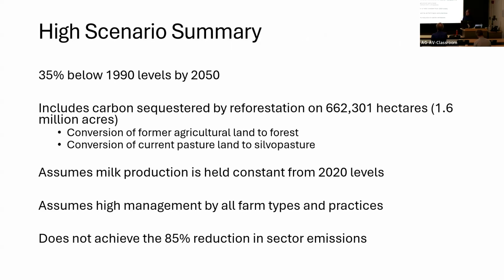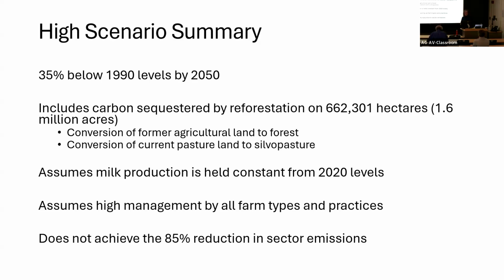There are several significant assumptions, right? Afforestation or reforestation happens on over 662,000 hectares, which is conversion of former agricultural land to forest and conversion of current pasture land to civil pasture. It assumes milk production is held constant at 2020 levels. This is a significant assumption, and all the efficiencies that are gained by the cows are what causes the reduction in emissions.